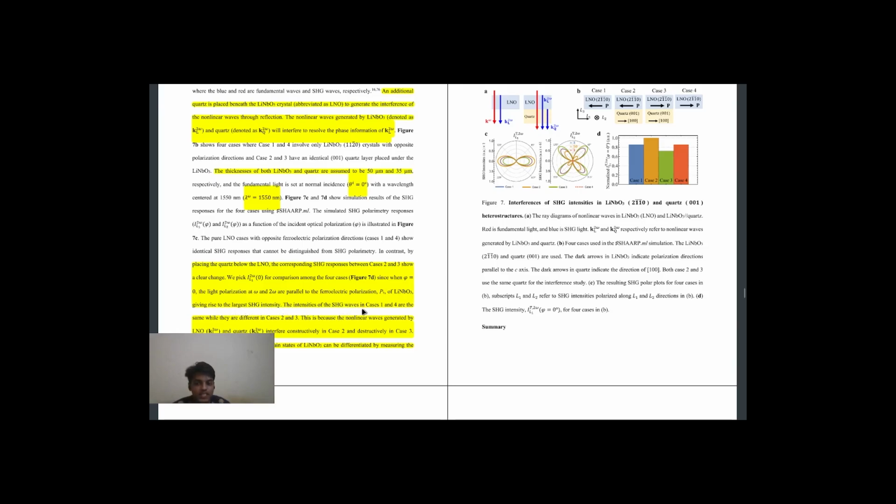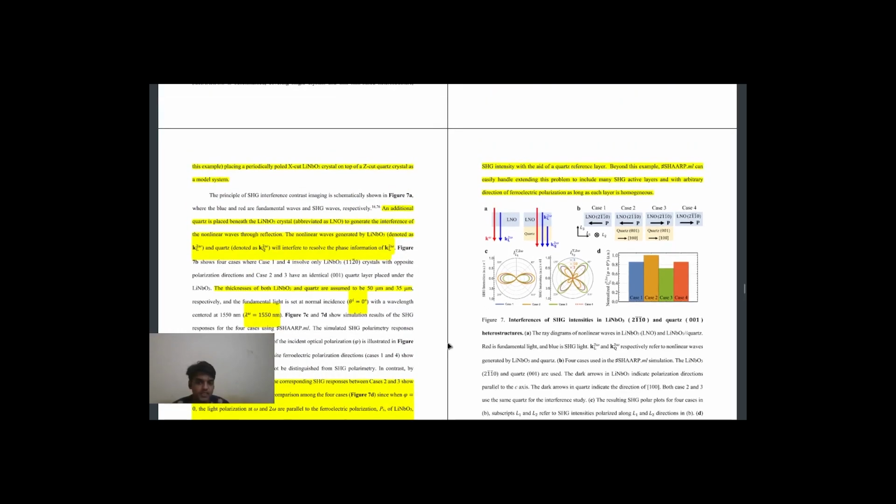The intensity of the SHG waves in case 1 and case 4 are the same, while they are different in case 2 and case 3. This is because the nonlinear waves generated by LNO, K_L 2 omega, and quartz, K_Q 2 omega, interfere constructively in case 2 and destructively in case 3, as we can see in this graph. Thereby, the two ferroelectric domain states can be differentiated by measuring the SHG intensity with the aid of a quartz reference layer. Beyond this example, okay.